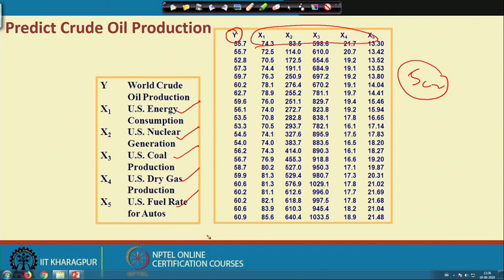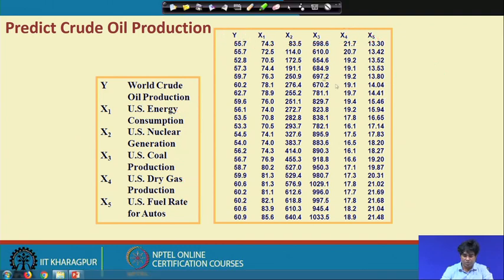So, all these things are there to predict world oil production, but here we are restricting to 5 independent variables, and there is a high chance, since all these 5 independent variables are connected to the US economy, that energy consumption, nuclear generation, coal production, gas production and fuel rate may have some kind of internal link. So, what will you have here? You will find out how strongly they are related to each other. In order to establish this, let us see the case.